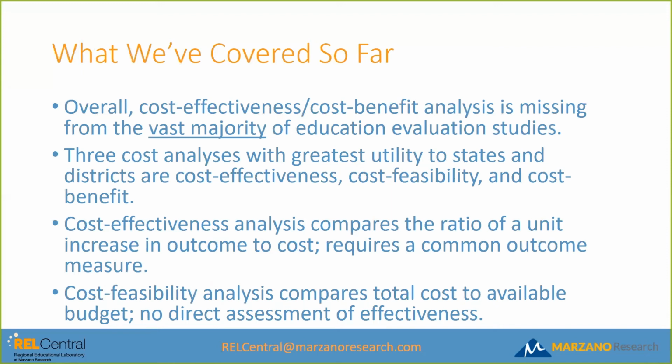The three cost analyses that we've determined would probably be most useful to states and school districts are cost effectiveness, cost feasibility, and cost benefit. We use cost effectiveness to compare a ratio of unit of improvement in an outcome to the cost, requiring a common outcome measure, and then selecting among those options the one that has the least cost for each unit of improvement.